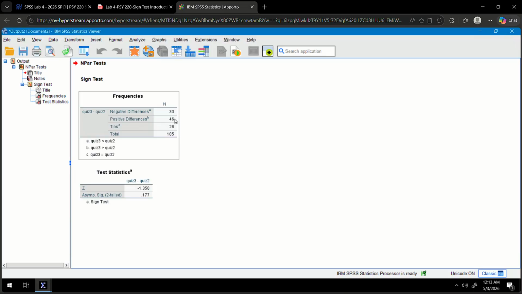We can use the normal approximation, the z approximation for this. Now this is a two-tailed z. We have to divide this in half. When we divide this in half, we get 0.0885, and that is not less than 0.05. So we once again fail to reject the null. And if we fail to reject the null, we cannot conclude that quiz 3 is greater than quiz 2.